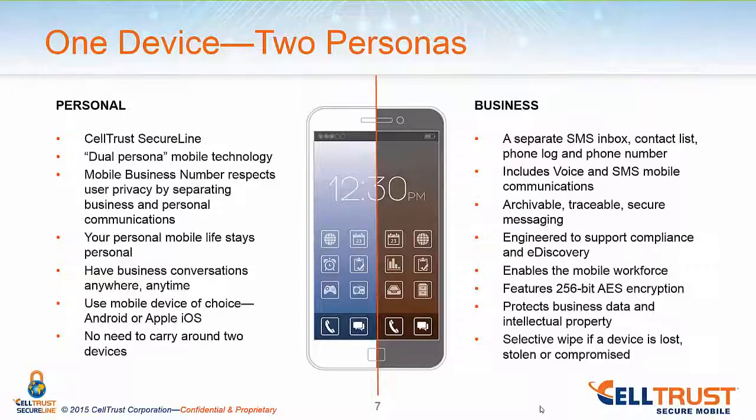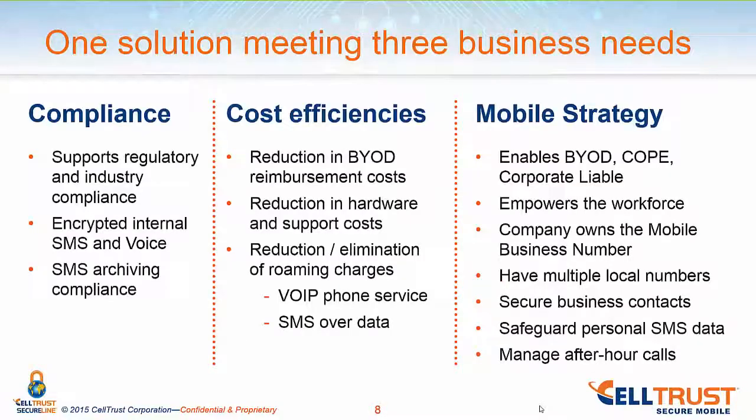So now we have this solution where in the same scenario, CellTrust provides you a second mobile business number on that BYOD device that allows you to make phone calls from that number and send text messages, while the enterprise has all of the capabilities to record and archive those communications. So you see that the solution is one that not only meets the organization's compliance needs, but there are also pieces on the business side that have to do with the cost efficiencies of having this type of solution and going deeper into empowering their mobile strategies.